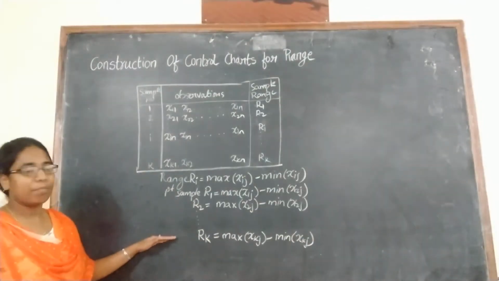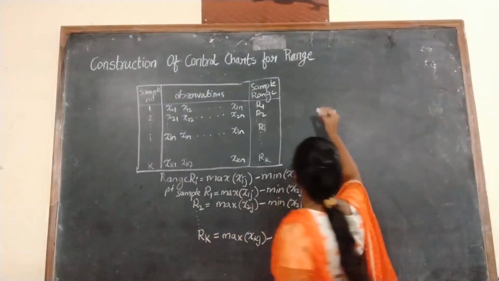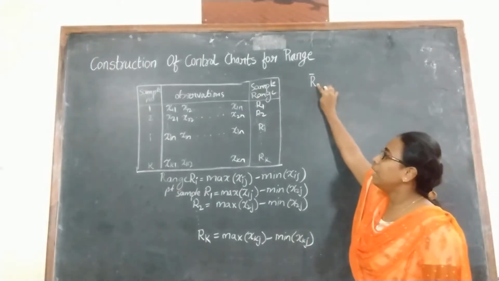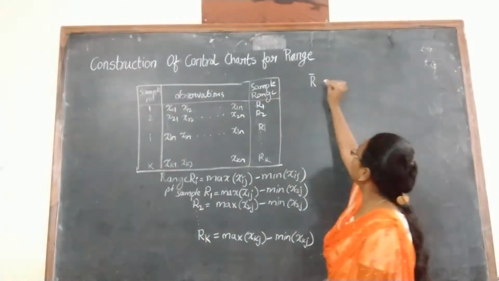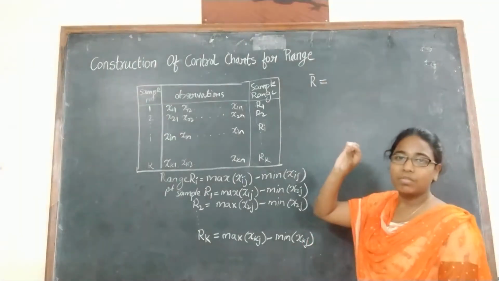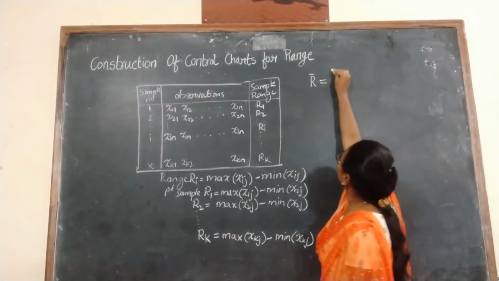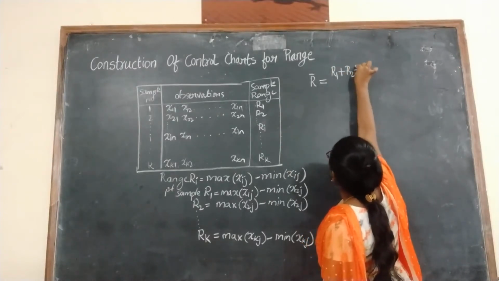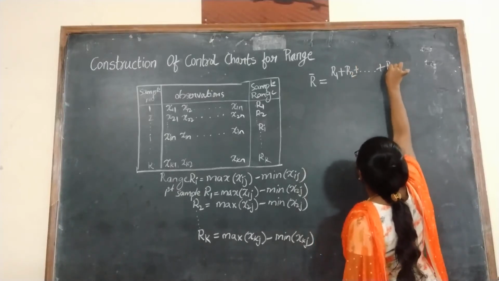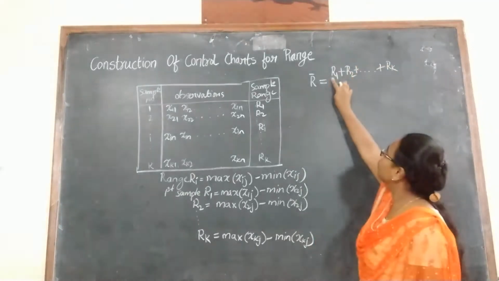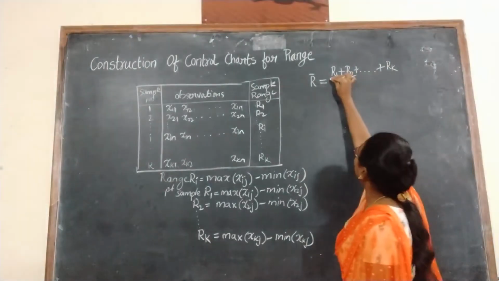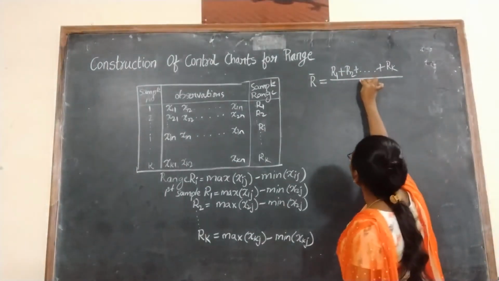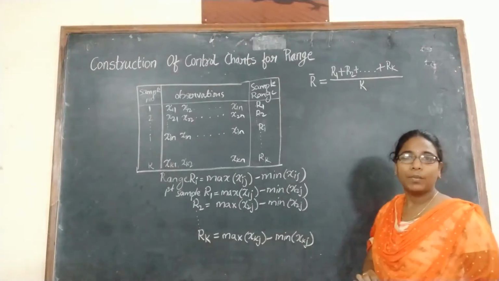After finding the sample range, the next step is we need to find the R bar value. What is the R bar? That is the mean of sample ranges. How will you find the mean? Sum of the observations by number of observations. That means you will add all the sample ranges, R1 plus R2 plus so on up to Rk, divided by the total number of samples, which is k.